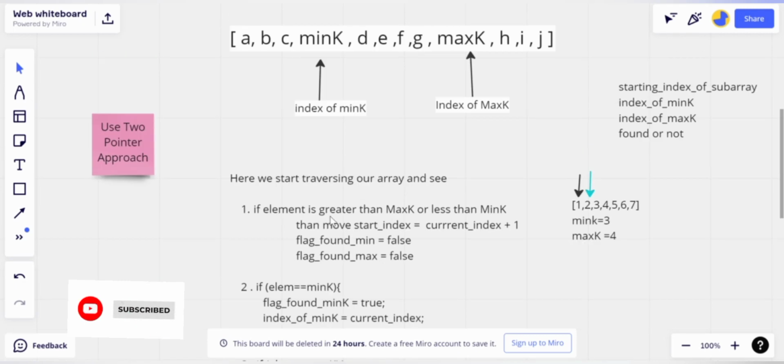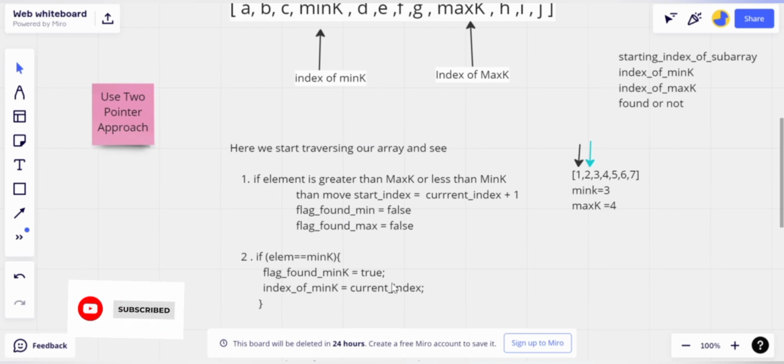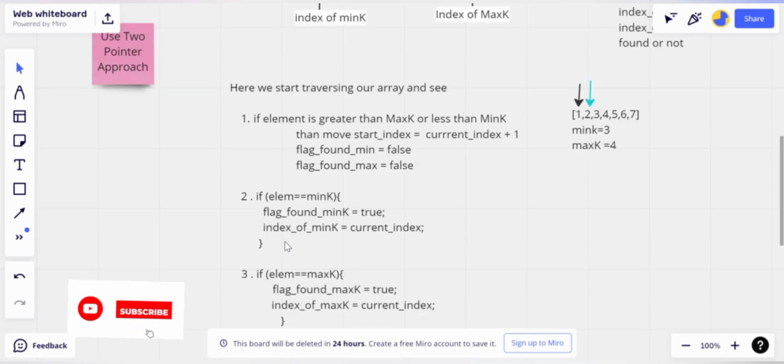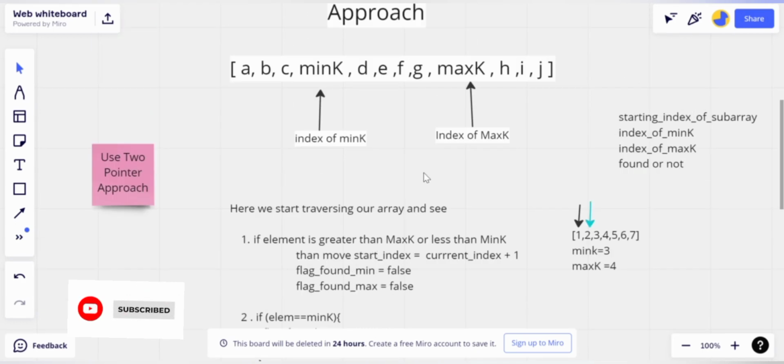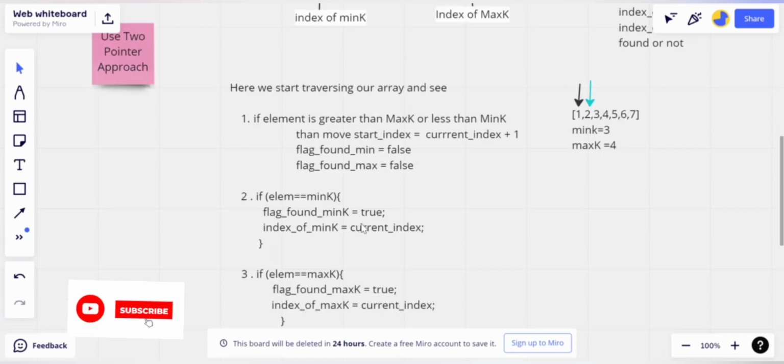Now if you find your min k element, suppose you are at that index, at that index you found your min k, then you can make this flag true, that yes, you found it, and index of min k equals the current index. You store the index of this min k. This is the second case. And if you find your max k, then you also have to store the index of max k and mark this flag also true.